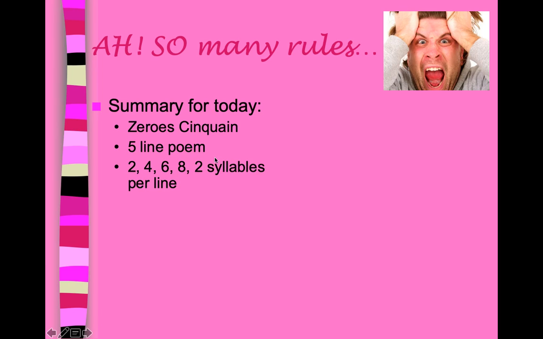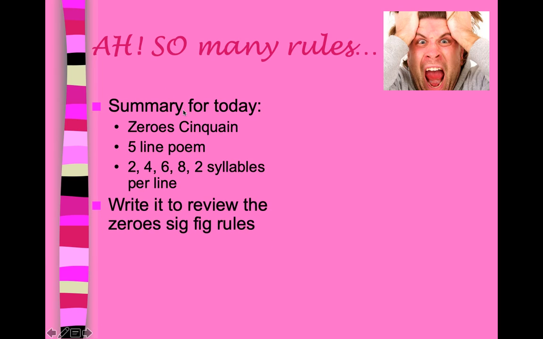And just to review, a syllable is like the beats of a word, like syllable has 3. Cinquain has 2, right? Summary has 3. You're writing the cinquain to review those 5 rules we just learned. If you want to focus just on the 4 that involve zeros, that would be fine because zeros are the things that are tricky. Here's an example of a cinquain about zeros.